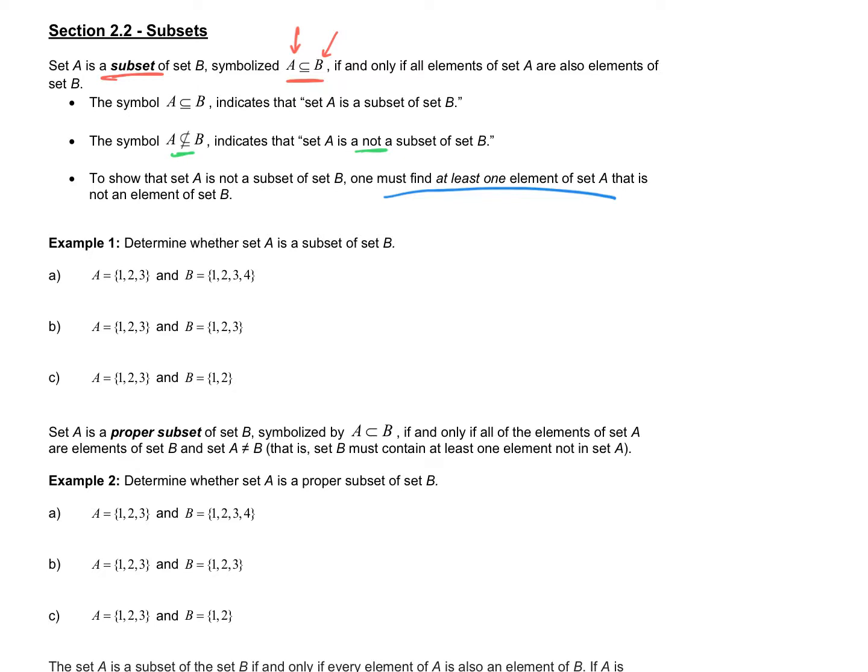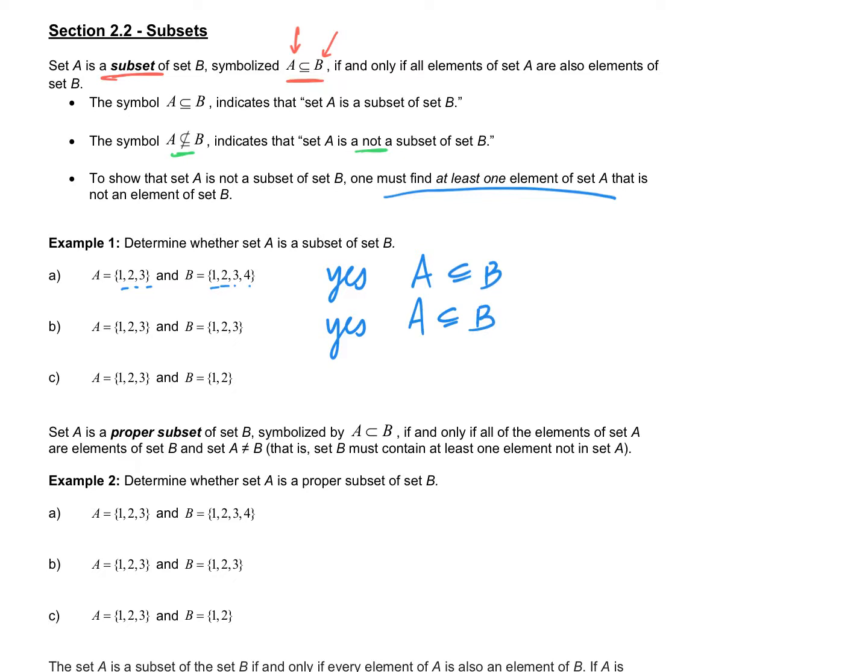Determine whether A is a subset of B. Okay, I see A is 1, 2, 3, and B is 1, 2, 3, 4, 5. And I say, yes, every element in A is in B. So yes, A is a subset of B. Next, 1, 2, 3 is set A. B is also 1, 2, 3. Well, is every element in A in B? Yes. Is there any element that is in A that is not in B? Nope. So yes, A is a subset of B.